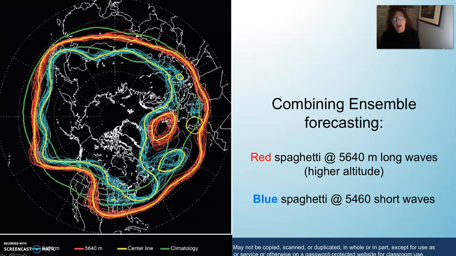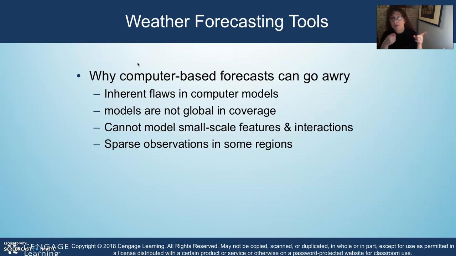All right. You can combine that with shortwave activity at a lower altitude. And this is a spaghetti ensemble, or a spaghetti plot, an ensemble forecast for short waves. And you could combine the two of them and look at the long waves versus the short waves in here. This is combined ensemble forecasting, used quite often for Farmer's Almanac.